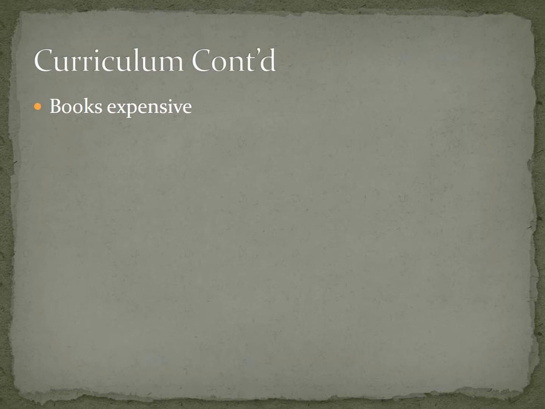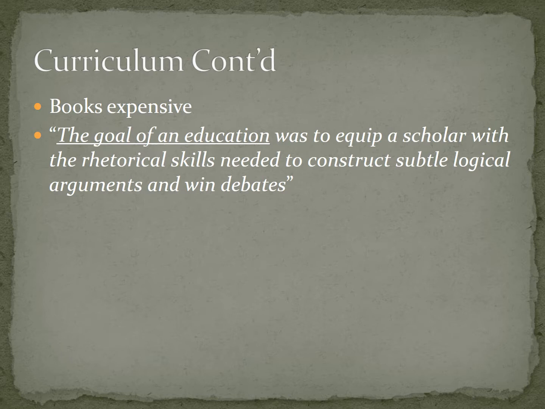A little more on curriculum. Books, again, think about this, would be very, very expensive, and not easy to publish, not easy to print. So you didn't have a lot of books, and that was another reason why people would go to universities to study, because you couldn't take an online course and just order your books easily. But the goal of an education, according to your textbook, was to equip a scholar with the rhetorical skills needed to construct subtle logical arguments and win debates. It's interesting. It doesn't sound so different than Acts 17, does it? Get an education so that you can learn to debate and to argue and to defend and produce laws, etc.